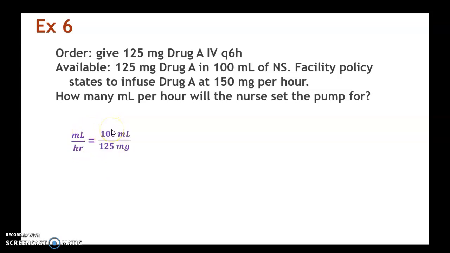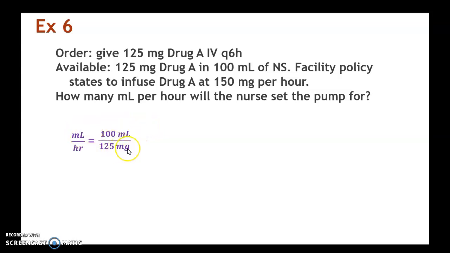So at the available is the only place that ever mentions milliliters, right? So 100 milliliters is going to contain 125 milligrams. If they're in the same sentence, it's a pretty good possibility that that's going to be the same fraction. Okay, so 100 milliliters is 125 milligrams. And again, be sure and put milliliters at the top because that is our desired answer.